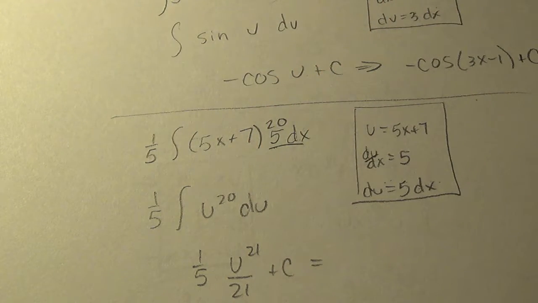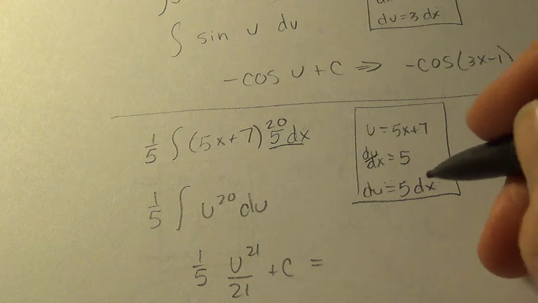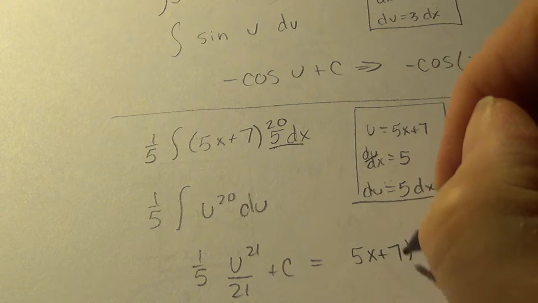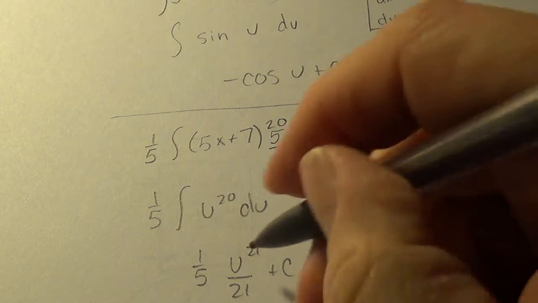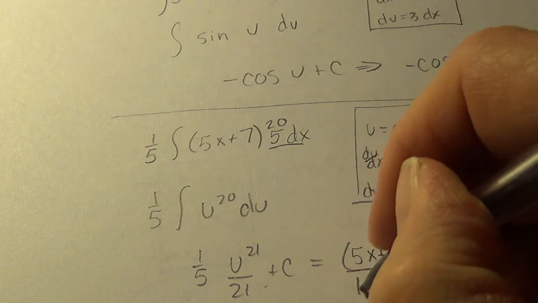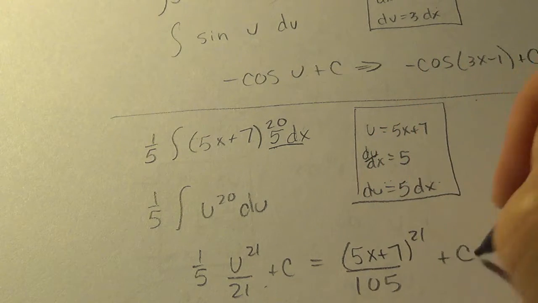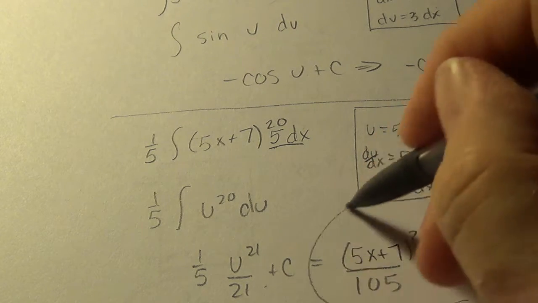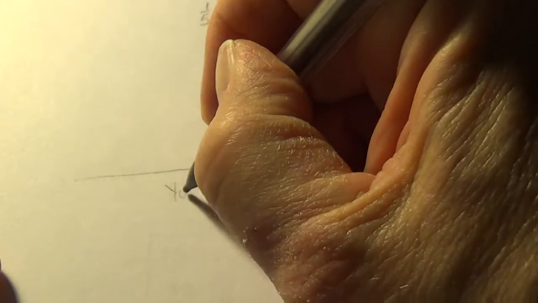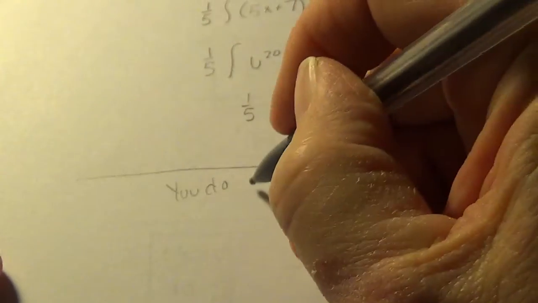Let's go back to x's. So u becomes (5x plus 7) to the 21. 5 times 21 is 105, plus c. Wasn't that a snazzy trick? Alright. See if you can do this one ahead of me with the snazzy trick.